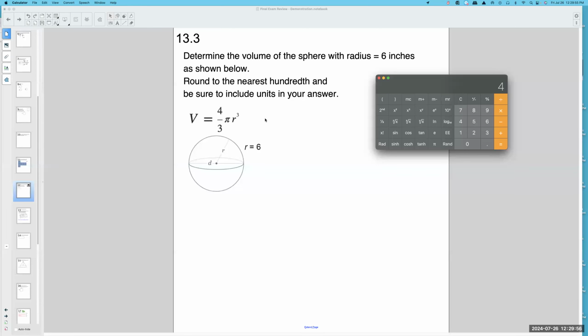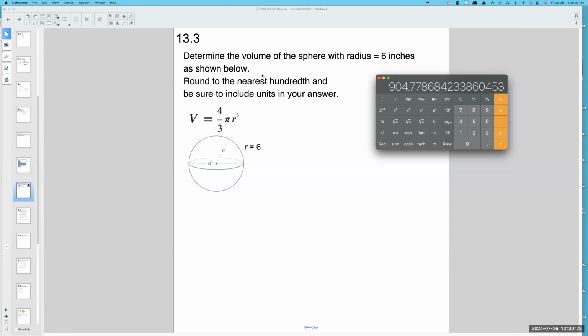Literally, 4/3 is 4 divided by 3. All right, times pi. You can hit the pi button. Times 6 cubed. Now, I'm lazy. I don't want to look for the cubed button and all of that stuff. So I'm just going to go times 6 times 6 times 6. Okay, or 6 to the 3rd power. I guess it's right there on my calculator.